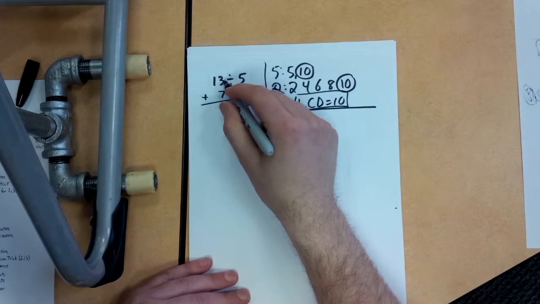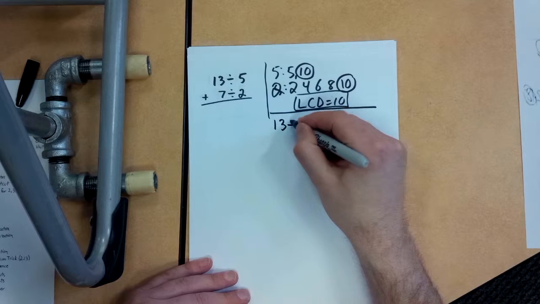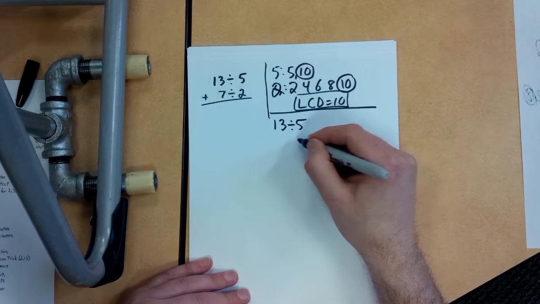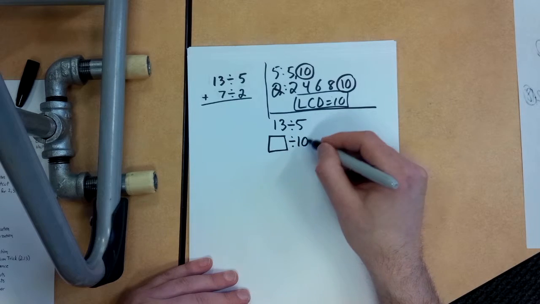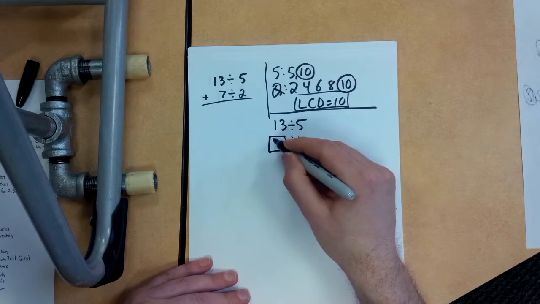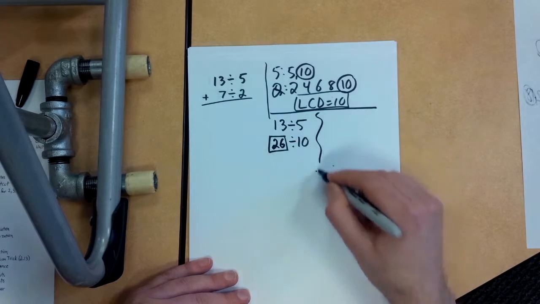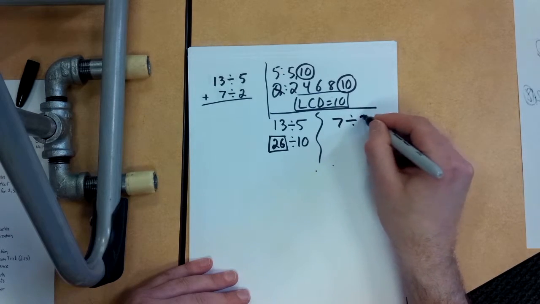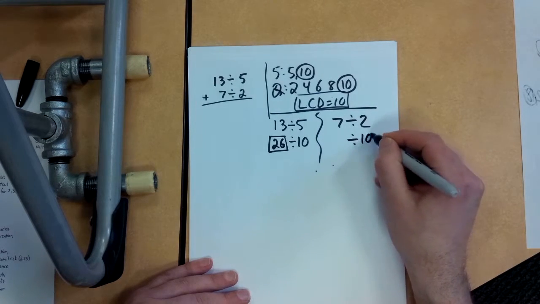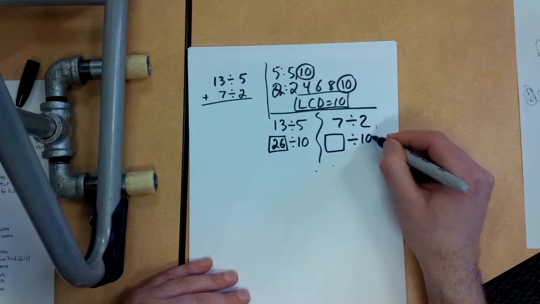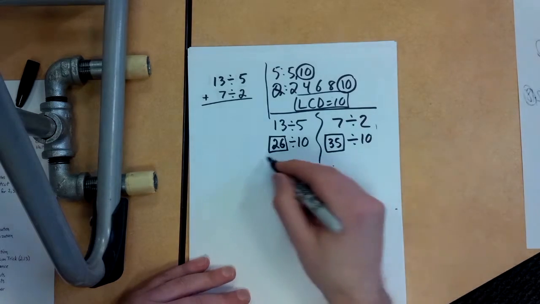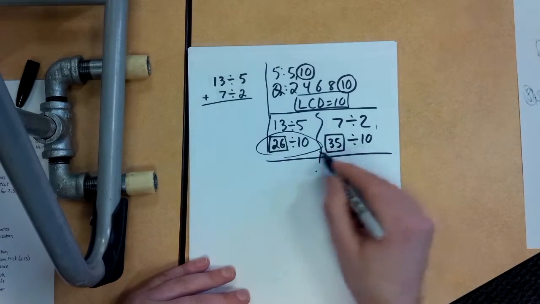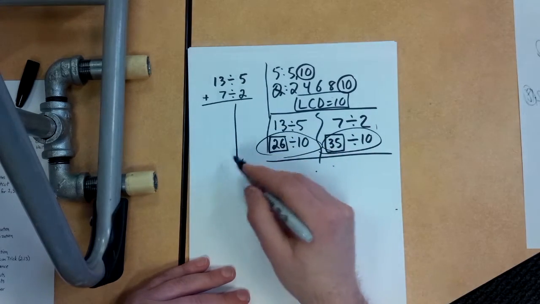And now I'm going to rephrase these questions. 13 divided by 5 has got to be something divided by 10. Okay, so here 5 to 10, I doubled that. So that means 13 is going to have to be doubled to 26. And then 7 divided by 2 has to be something divided by 10. So I'm going to be timesing by 5. So I have to times this by 5, which gives me 35.